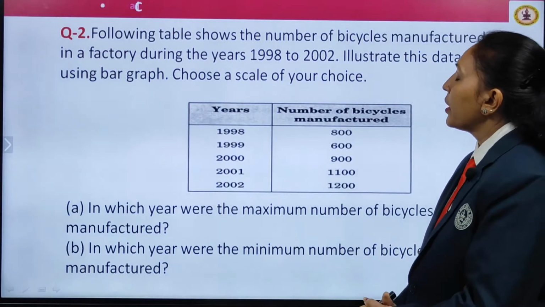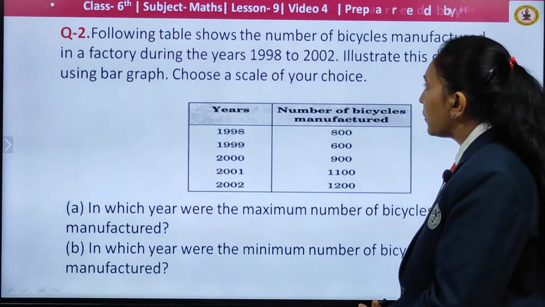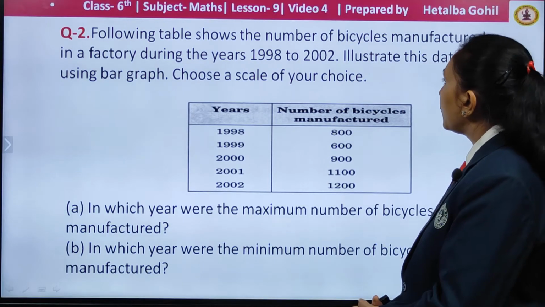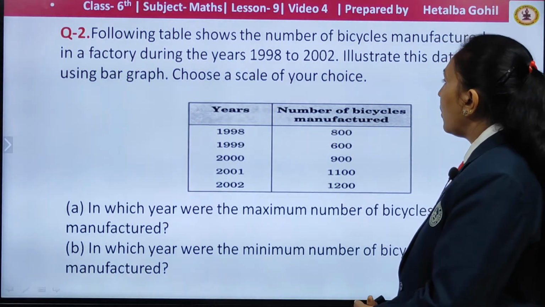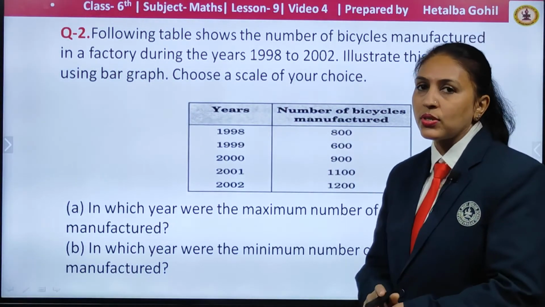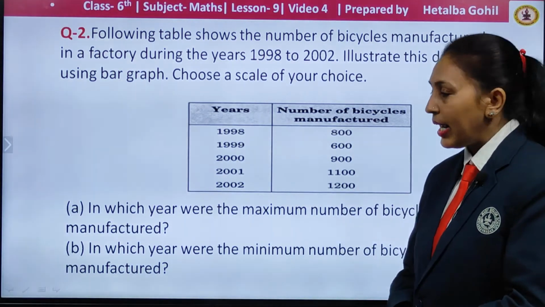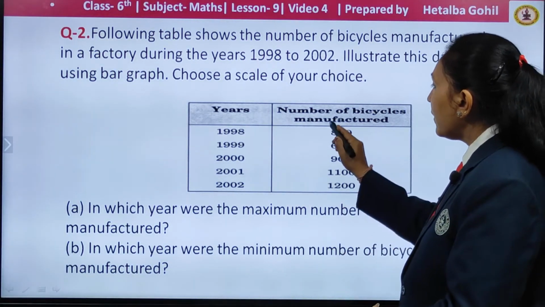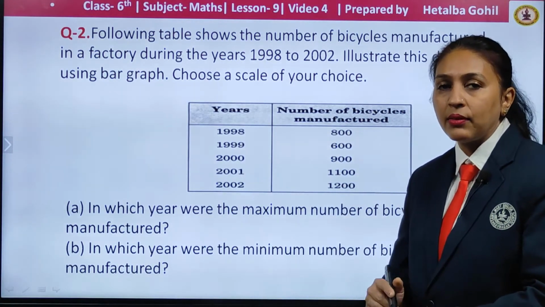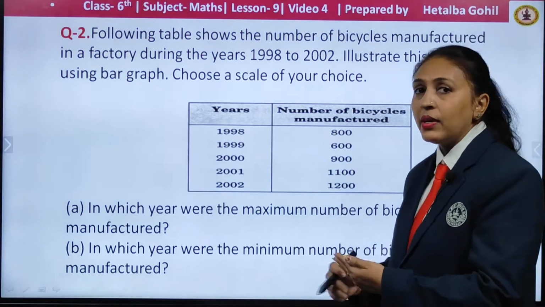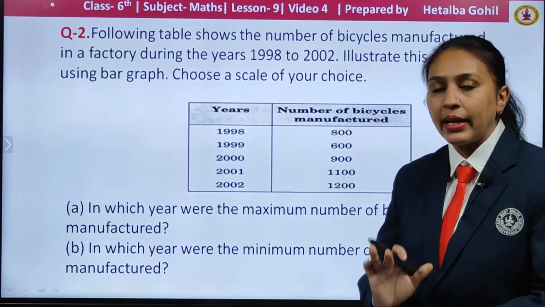Now, question 2. The following table shows the number of bicycles manufactured in a factory during the years 1998 to 2002. Illustrate this data using a bar graph. Choose a scale of your choice. Here the scale we can choose of our own choice, children. Here you can see the number is very large, so we will take the scale of 100 only. Whenever you get the data, just try to see this, and accordingly select whether you will take the scale with 5, 10, 100, whatever is convenient for you to mark, children.